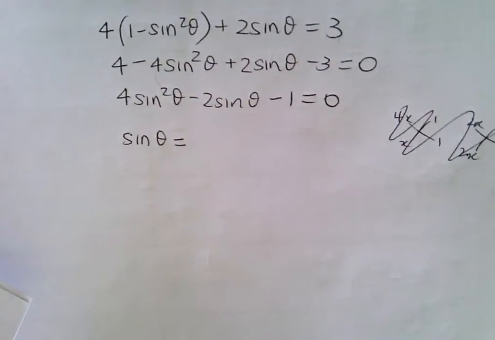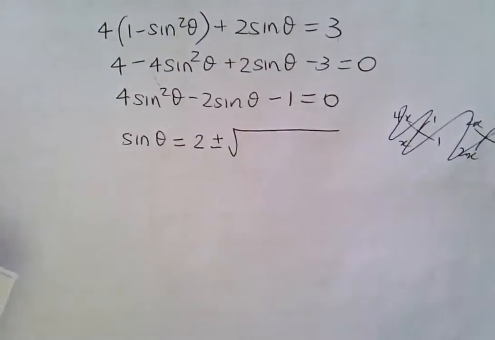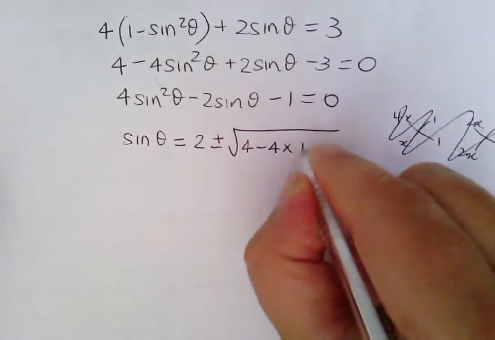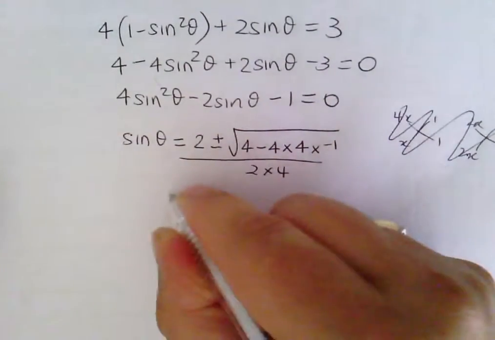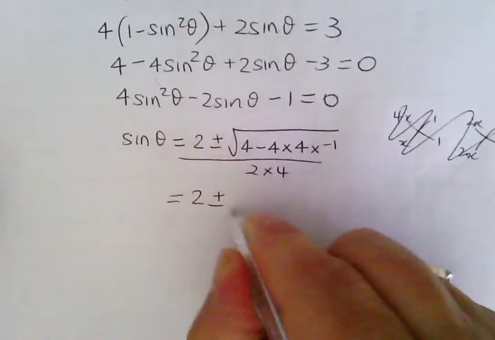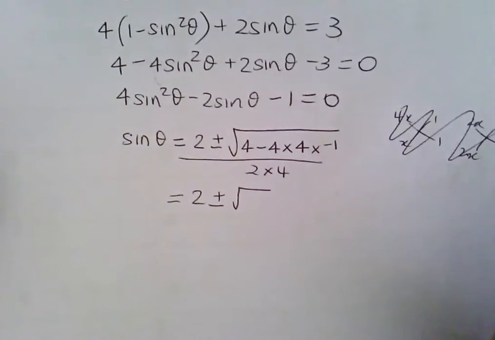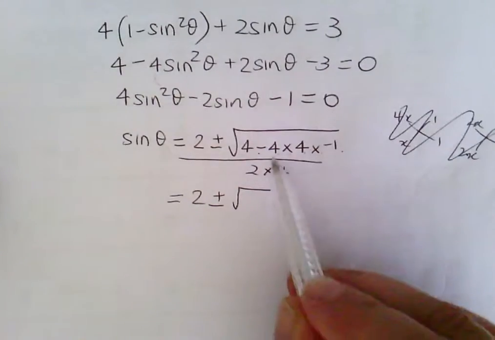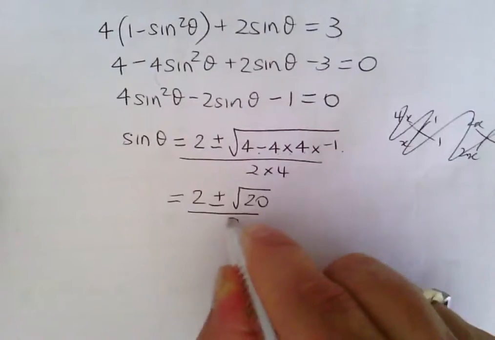Sine theta is in place of your x. So sine theta equals negative b, which is 2, plus or minus the square root of b squared. What's b squared? Minus 4 times a, which is 4, times negative 1, over 2 times a, which is 4. So it's 2 plus or minus the square root of 4 minus 4 times negative 1. So it's 4 plus 16, which is 20, over 8.